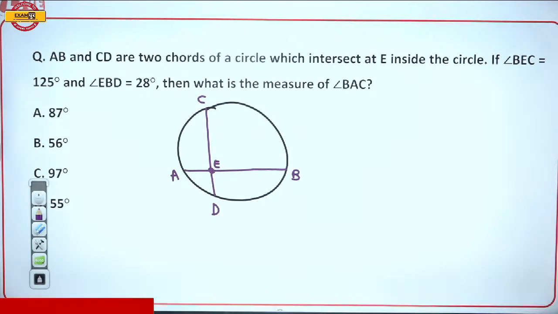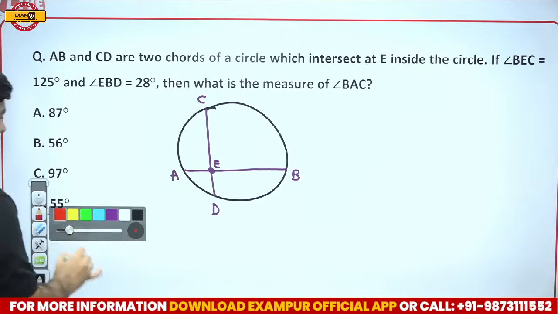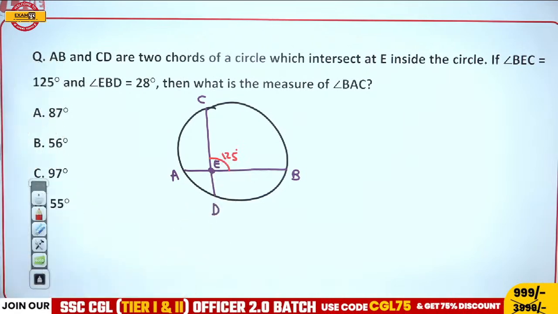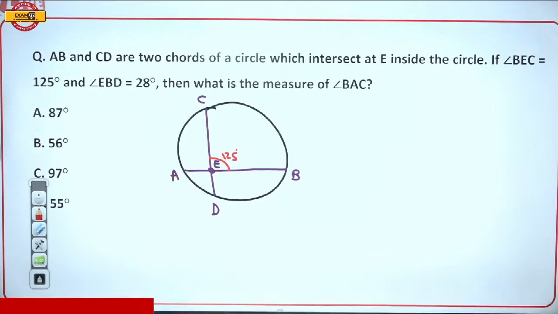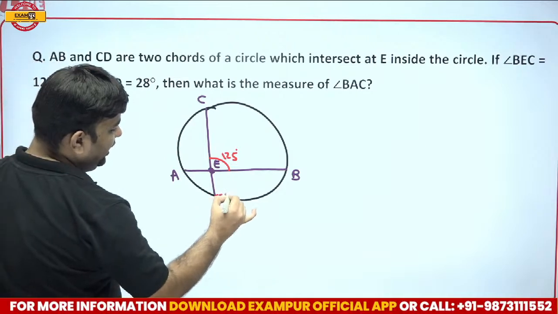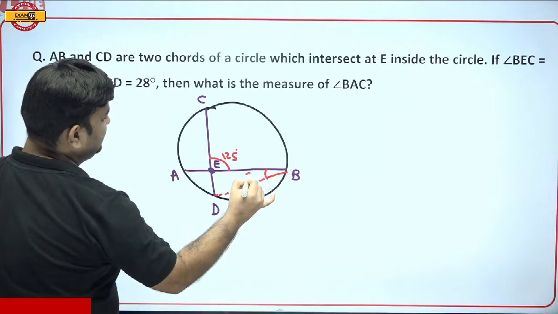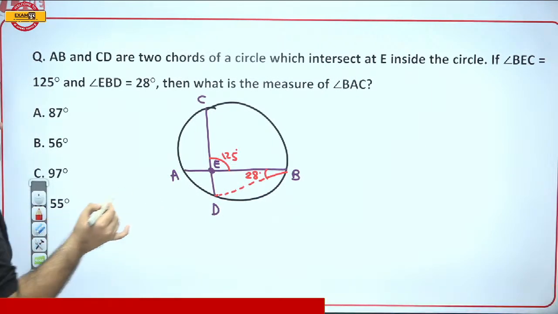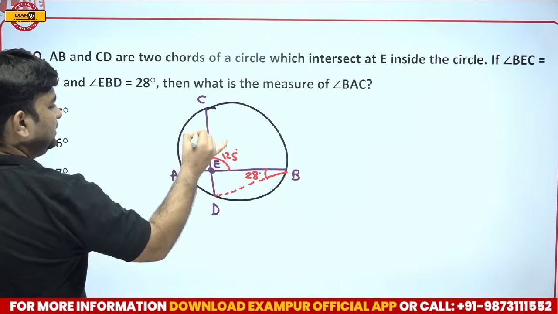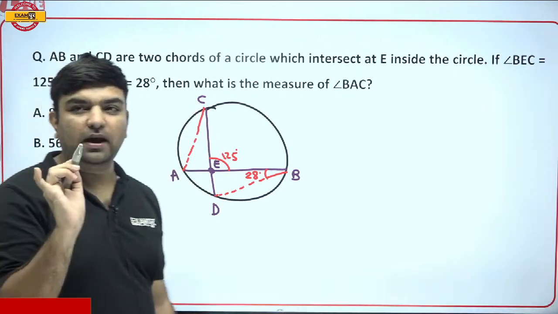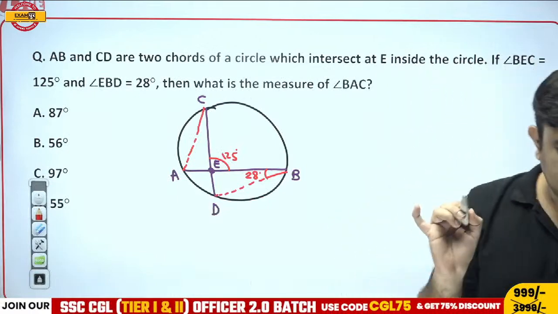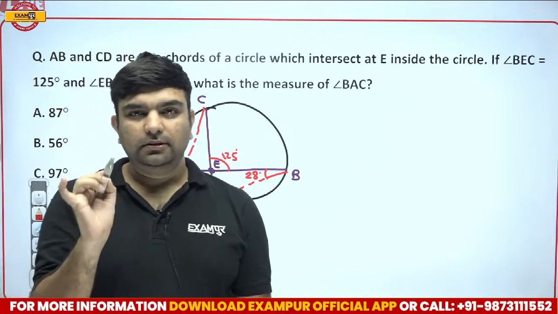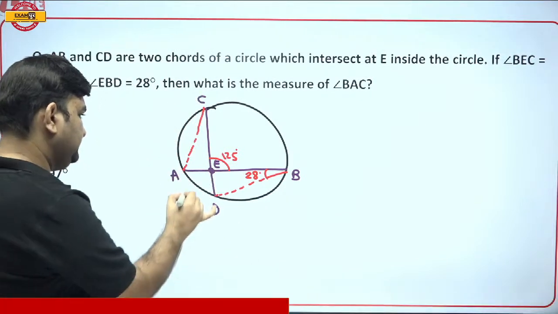Angle BEC is given as 125. Angle EBD is given as 28. So why not do the construction if this 28 is being used? What is BAC? Whatever is being asked, the first step is to assume theta.